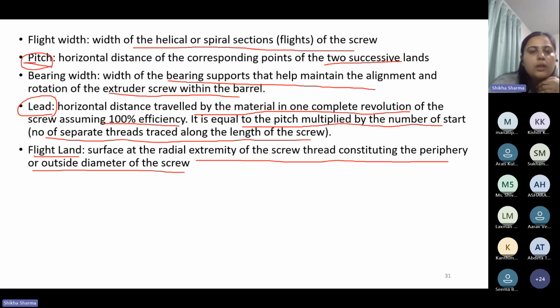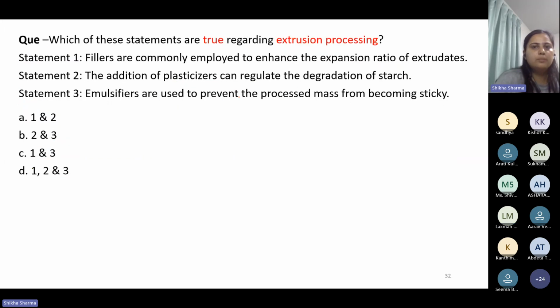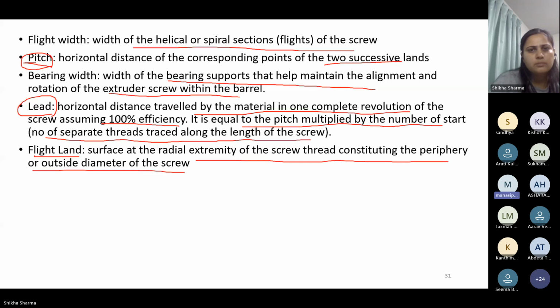So till now all the questions are clear for you? Yes, ma'am. Let's move to the next question. Ma'am, can you please explain the pitch and lead in the diagram by labeling those areas of pitch and lead?